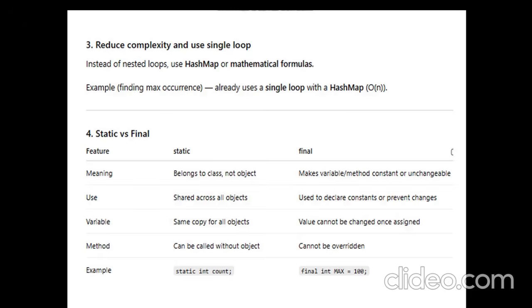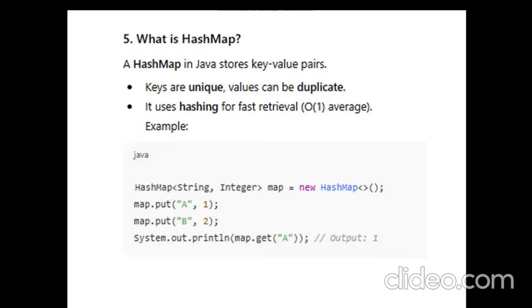And next one is static versus final. So basically static belongs to the class, not instances, right? So it is used for shared variables and methods. Along with that, final implies constant and cannot be changed after initialization. And static variables are shared, but final variables are fixed once they are set. So this is about static and final.